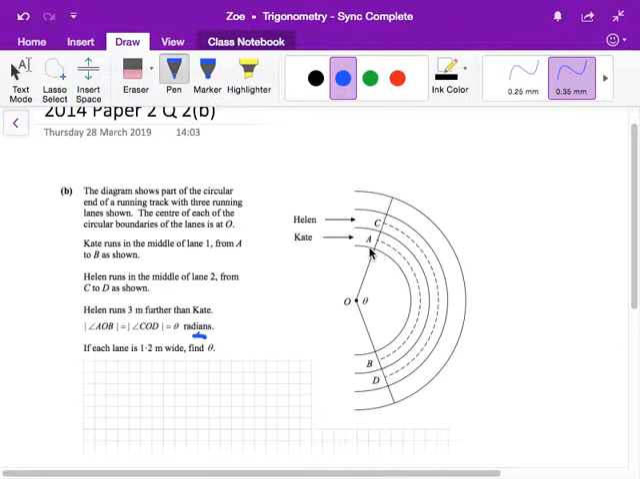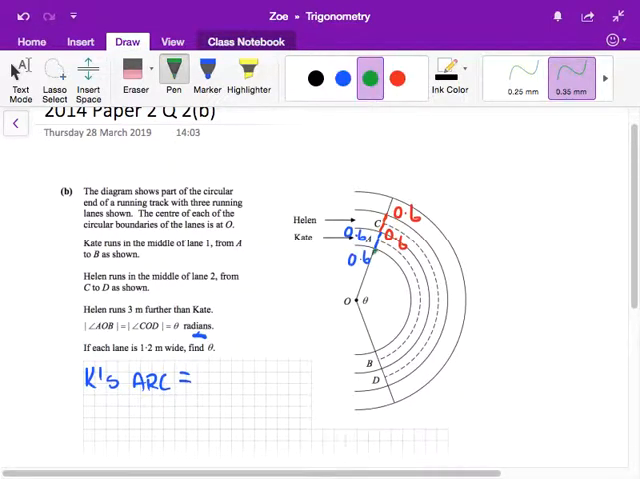So if each lane is 1.2 meters wide, then it means this bit here is 0.6, and then this bit here is the same, 0.6, and then I'll just change colour going into Helen's lane, that's 0.6, and then this bit here is again 0.6. Yeah? So if we look at Kate's arc, this line here, we don't know, I'm just going to call it R.